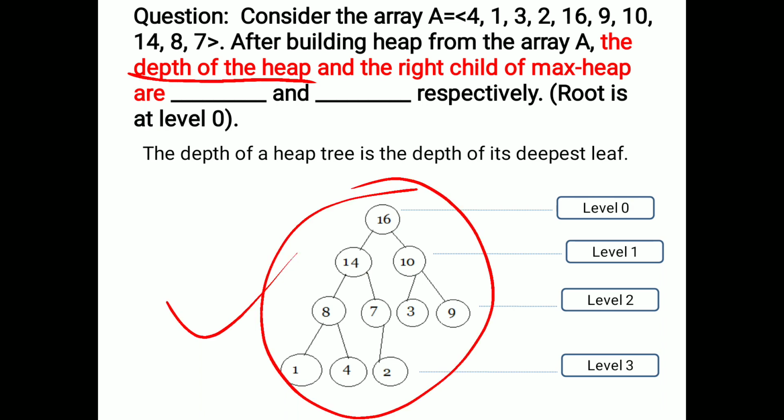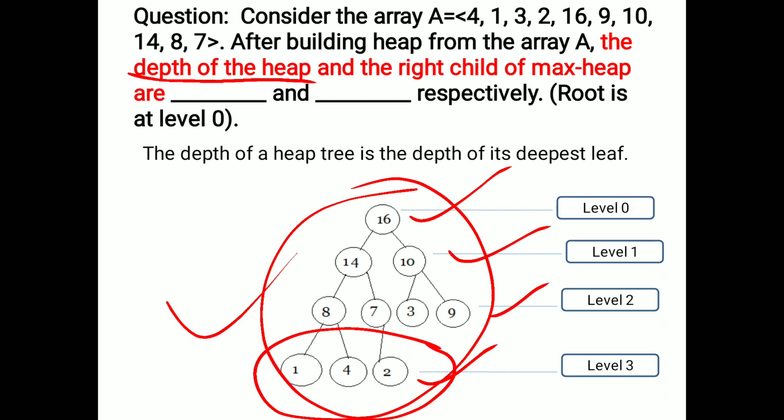So what are we saying here? The depth of the heap tree is the depth of its deepest leaf. It means that the depth of the leaf nodes of the tree will be the depth of the heap tree. So here in this case, the question has already given that the root is at level 0. So we assign the root at level 0, then level 1, level 2 and level 3, and here in the heap tree the leaf nodes are 1, 4 and 2. Okay, so the depth of these leaf nodes, we will designate by level. So the level of the leaf nodes is 3. So the depth of the heap tree will be 3. Fine, so the answer to the first question is 3.